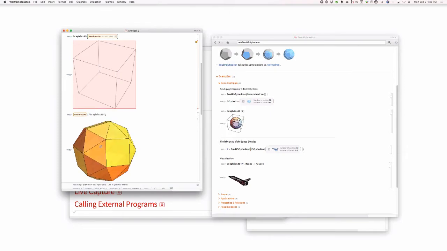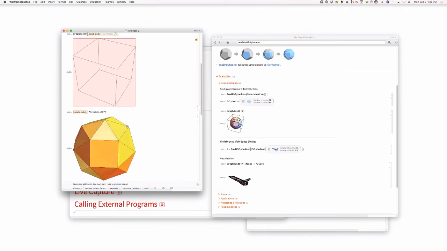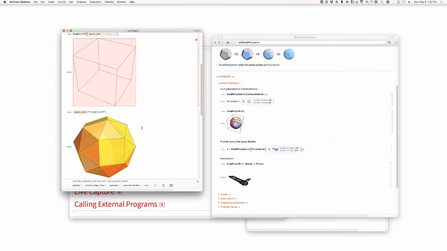I mean, okay. Now, explain to me why this snub cube, right? See that snub cube? See how regular it is? Okay, this is what was wrong.